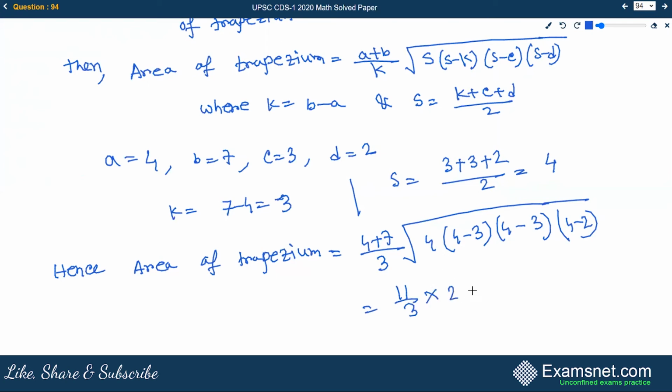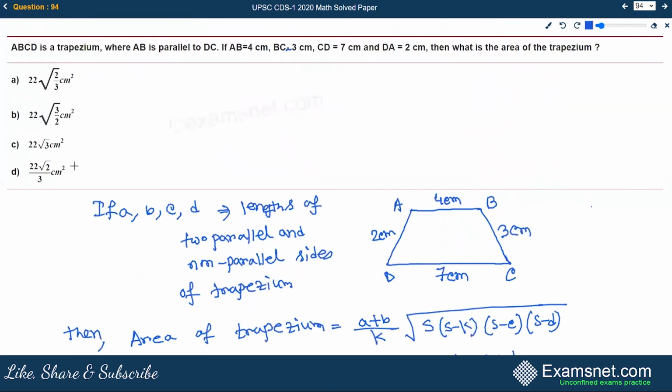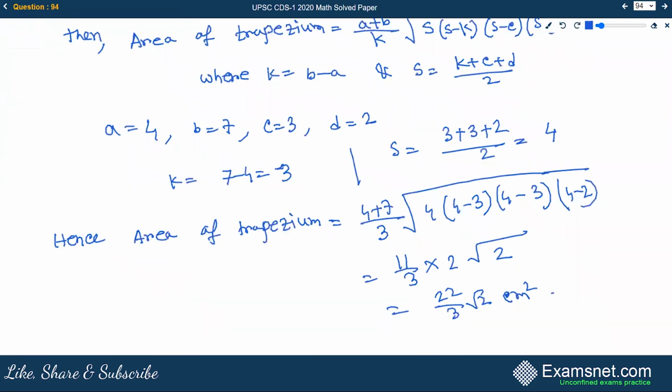If 4 comes out, we'll get 2 and 1, 1, 2, root 2. So now it becomes 22 by 3 root 2 centimeter squared. This is the answer. Yes, so here 22 root 2 by 3 centimeter square, option D is the correct answer.